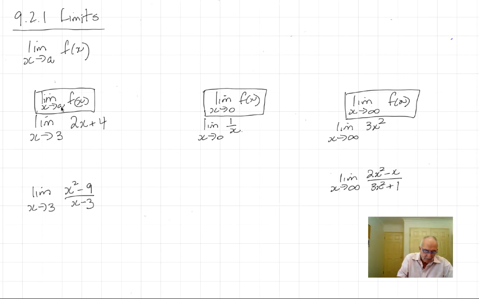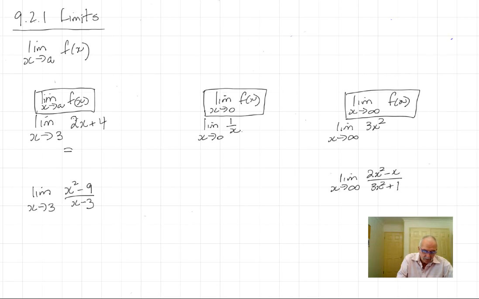So the limit as x approaches a particular value. Here we've got a function, f of x, 2x plus 4. And we want to know, does this function approach a particular value as x gets very, very close to 3? Now, the way to calculate the limit is simply, if you can just substitute it in, then you can substitute in and that will be the limit.